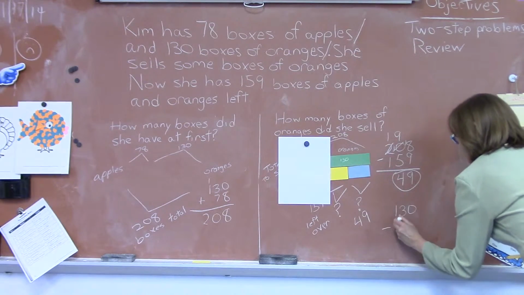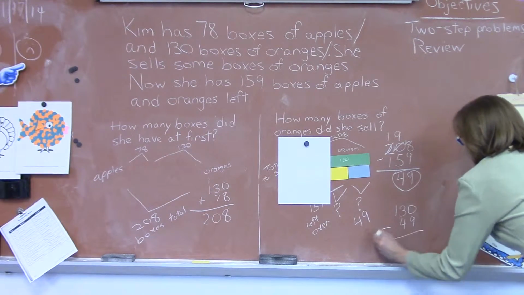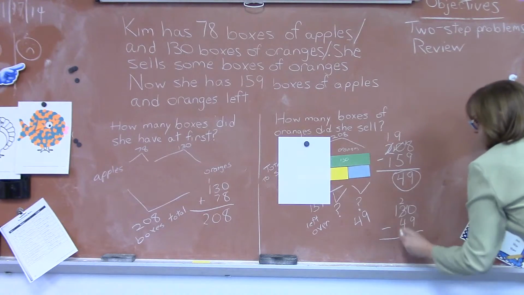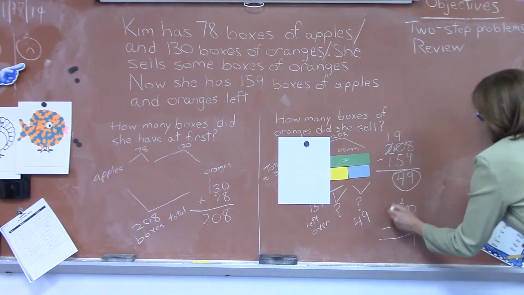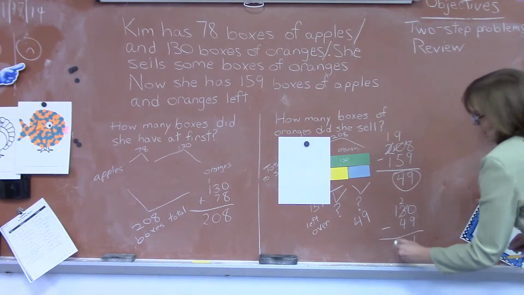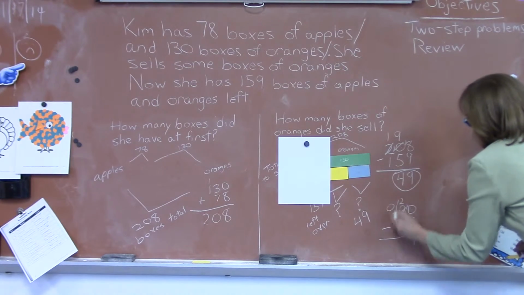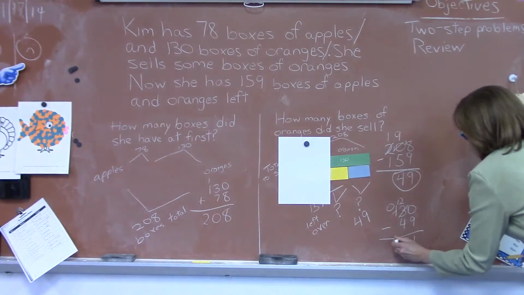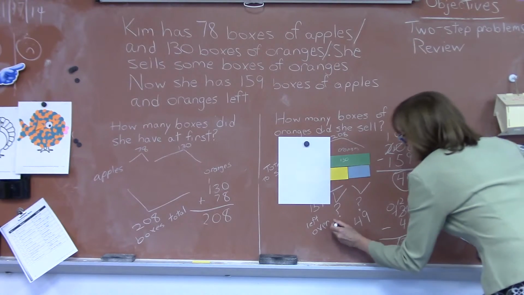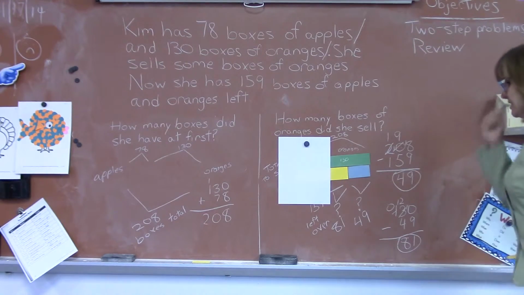130 minus 49. We're going to borrow from the 3. 10 minus 9 is 1. 2 minus 4 we can't do, so we borrow over here. 12 minus 4 we can do, that's 8. And this number is 81.